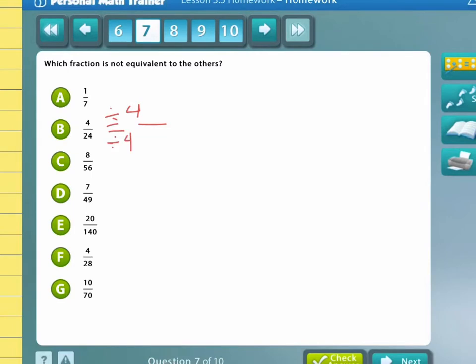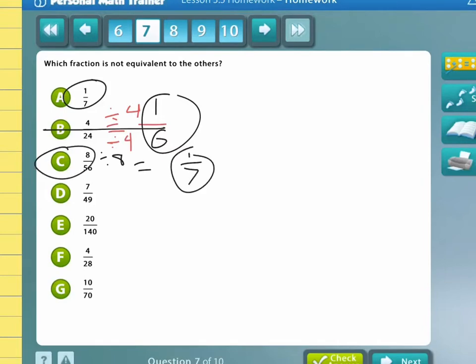For problem number 7, they're asking us to find out which fractions are not equivalent. So we're going to have to make them equivalent with a common denominator. So let's just use 1/7 as the lowest terms. If I divide 4 by 4, I get 1, and 26 by 4, I get 6. So 1/6 is not equivalent to 1/7. That's out. If I divide numerator and denominator by 8, I get 1/7. So this is an equivalent fraction. If I divide both of these by 7, I get 1/7, so that is equivalent.